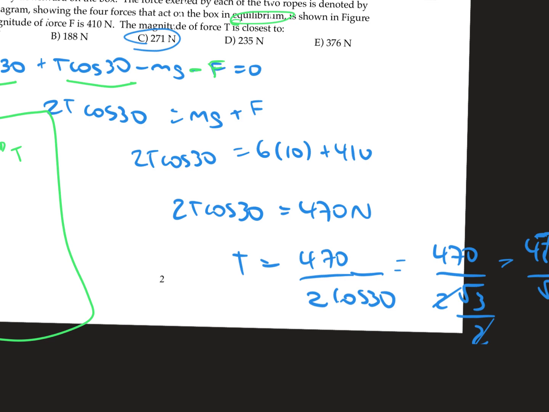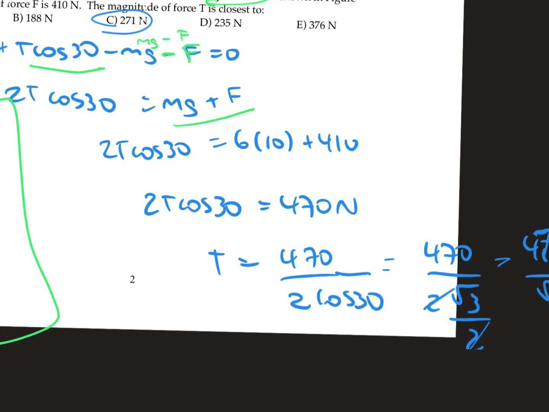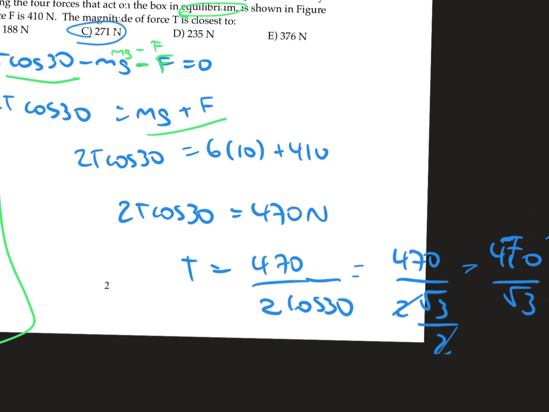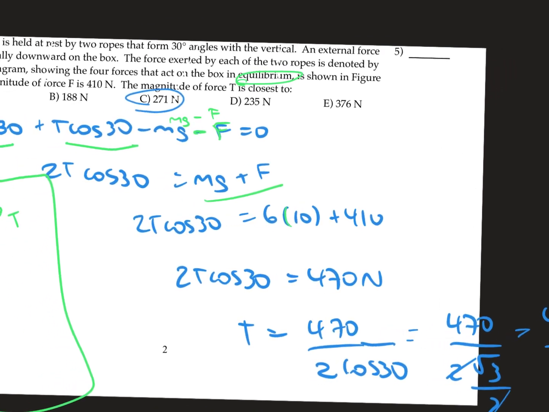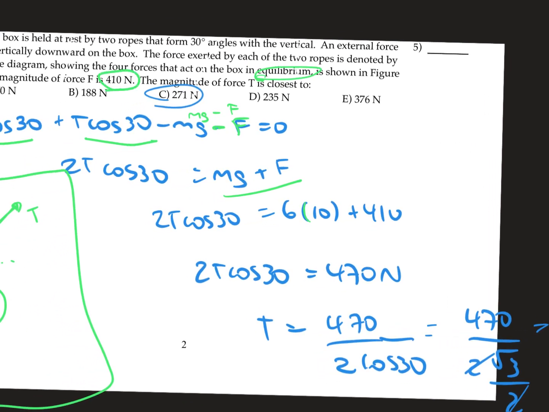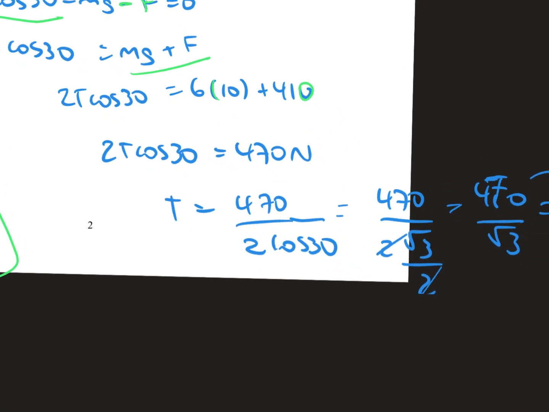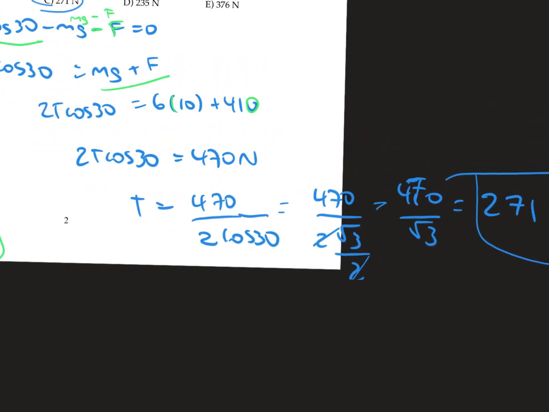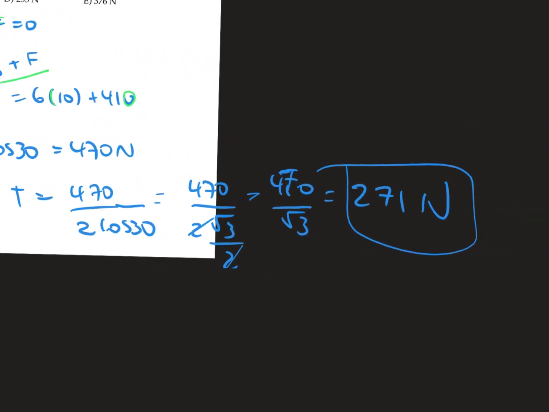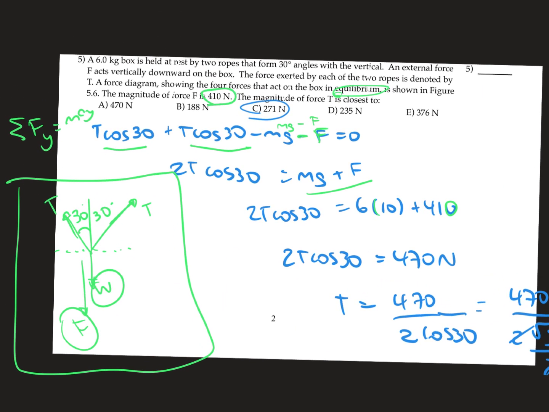We pass the mg and the F to the other side as positive. Then we plug in the values. The mass is 6 kilos times 10, which is the gravity, plus the force that they also gave us, 410 newtons. We add it up right here. We continue solving for T, and we end up with a value of 271 newtons. And that should be our answer.